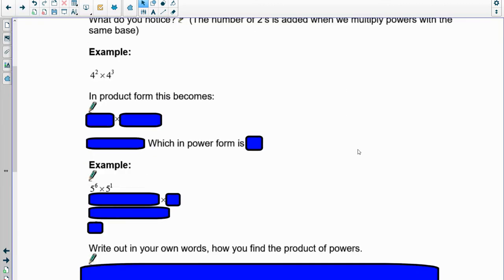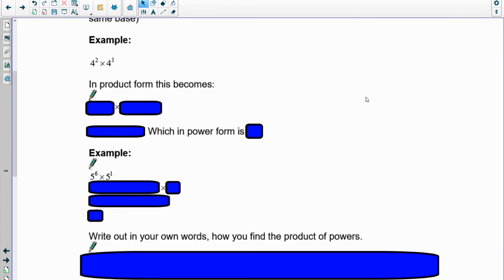Okay, let's take another example here, and maybe this will come clearer for you. 4 to the 2 times 4 to the 3. Well, 4 to the 2, when you put it in product form, is 4 times 4. 4 to the 3 is the base times itself 3 times. That's 4 times 4 times 4. If you get rid of all the brackets, you have 4 times 4 times 4 times 4 times 4. So there's 1, 2, 3, 4, 5. So you're multiplying the base by itself 5 times, which means you have 4 to the power of 5.